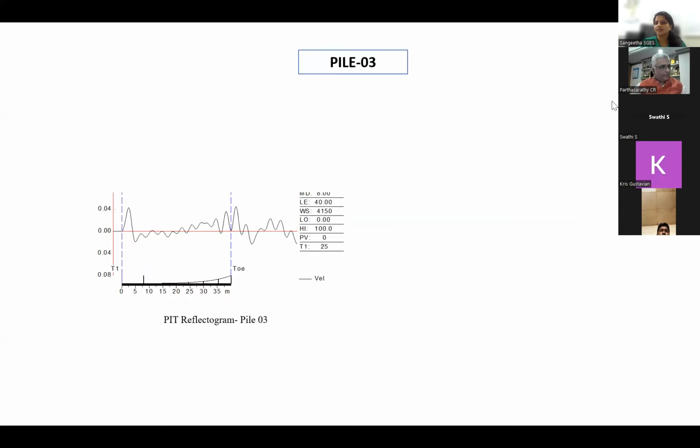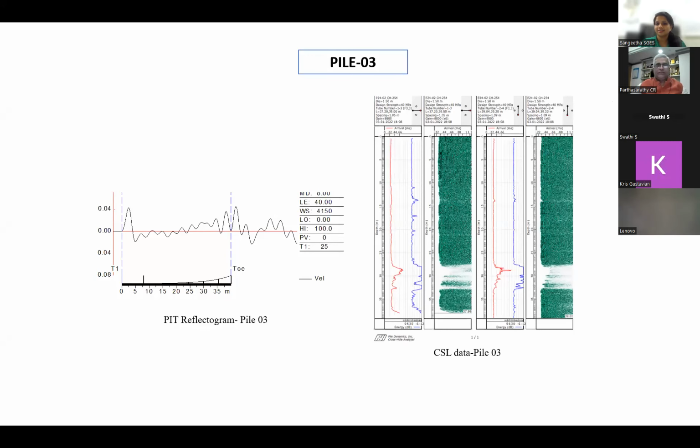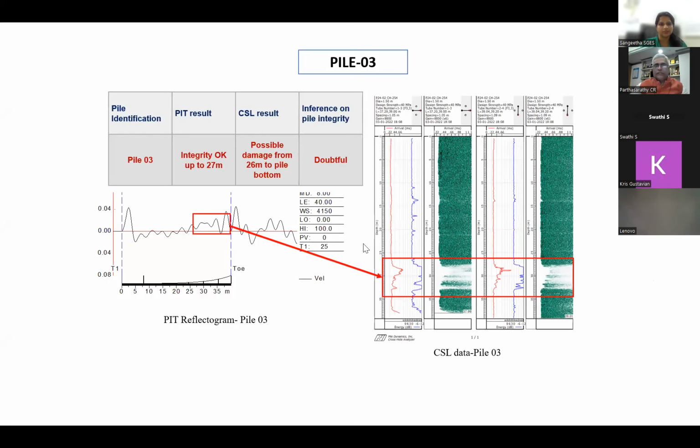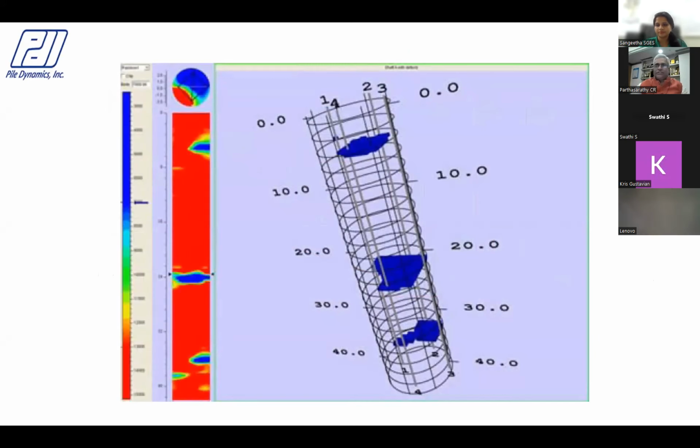People say toe defect, toe damage, somewhere towards the bottom of the pile. You see a defect there towards the bottom of the shaft. Okay, and this is also qualified to be a doubtful pile. So you have a good correlation between the PIT and CSL. I can show you hundreds of case studies, but for paucity of time, I think we can stop here.